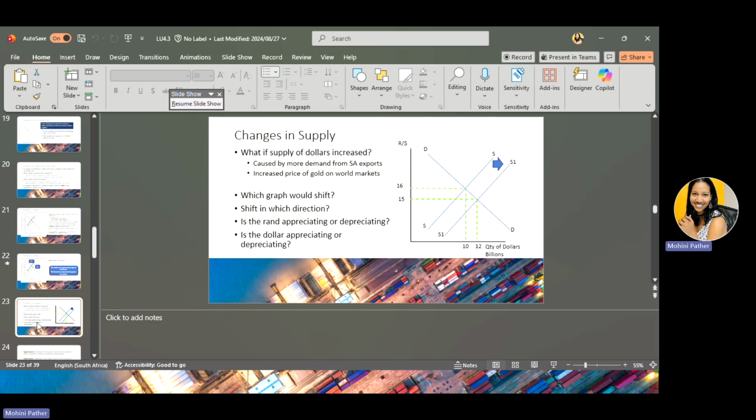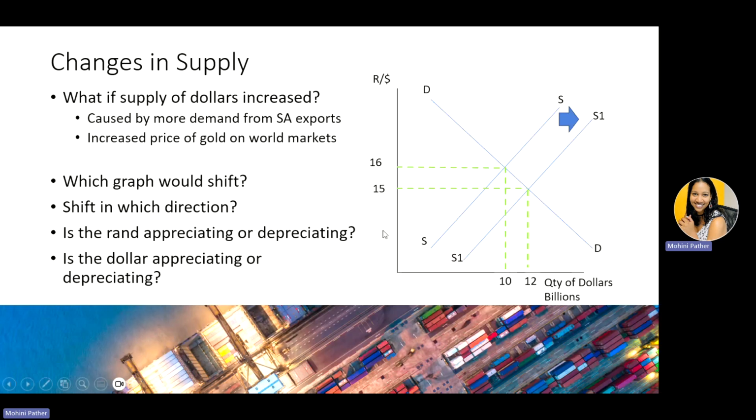So here is a perfect example of what happens if there is an increase in the demand for rands. What you'll note is this is still a demand and supply graph, exactly like you've looked at before. The only difference is instead of price, you've got rand per dollar. So this is showing you the exchange rate.